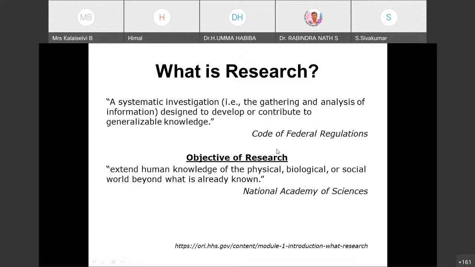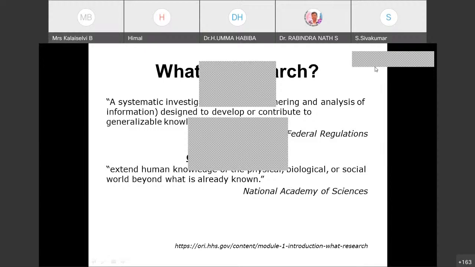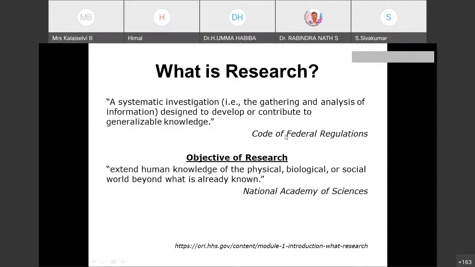So similarly, if you look into another definition, which comes from the National Academy of Sciences, it says extend the human knowledge of the physical, biological, and social world beyond what is already known. So there you can see that that definition is also kind of synonymous to the previous one. It says when we do research, we extend our already existing knowledge into many different kinds of domains like physical, biological, and social, and so on.